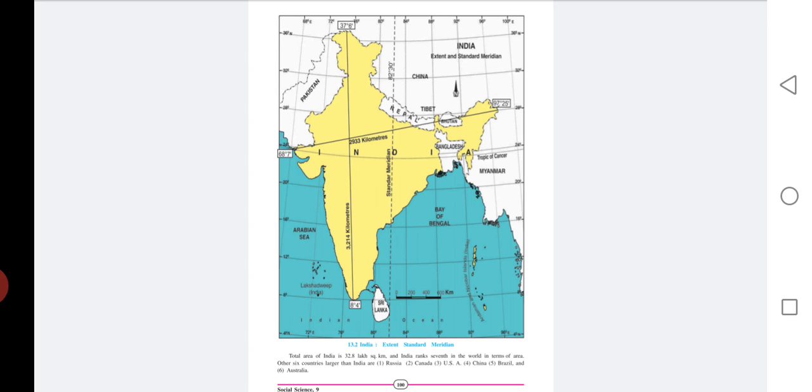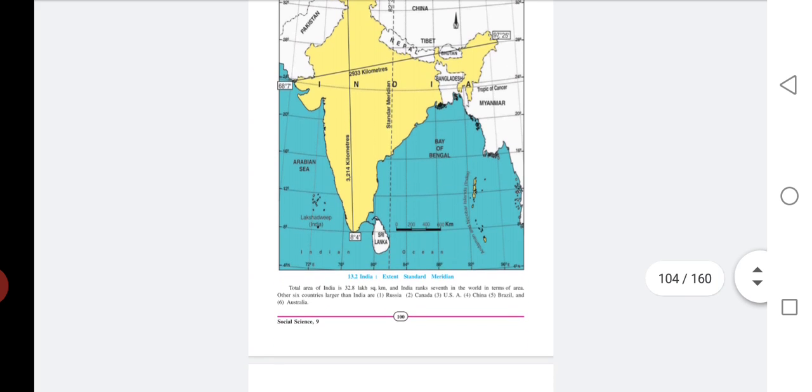Let's talk about our neighboring countries. Figure number 13.2, in extent and meridians. We have our first neighboring country, starting from the west, Pakistan, located on the northwest of India, China on the northeast, then Myanmar, eastern southern part of India, then Bangladesh on the eastern side of India.